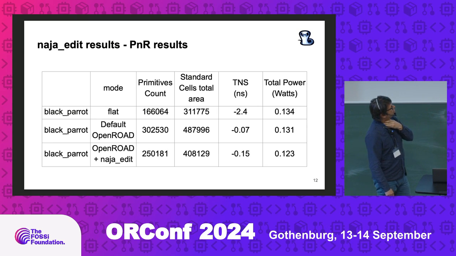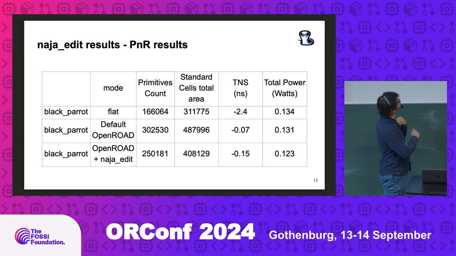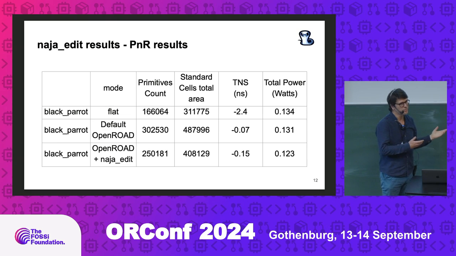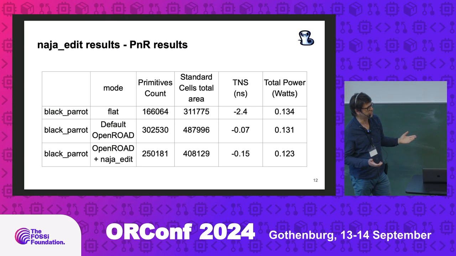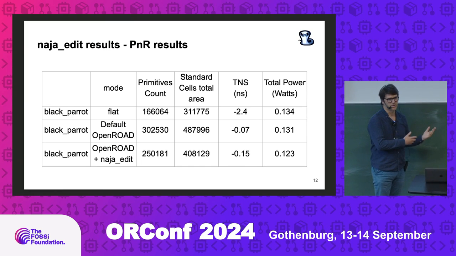But also, what is interesting here is the total power, which I guess makes sense that it's lower than the OpenROAD default one. But with the flat one, it's also quite higher. So in the end, it's a bigger design, but the backend performance gets better because of this guidance that we get from the hierarchy.